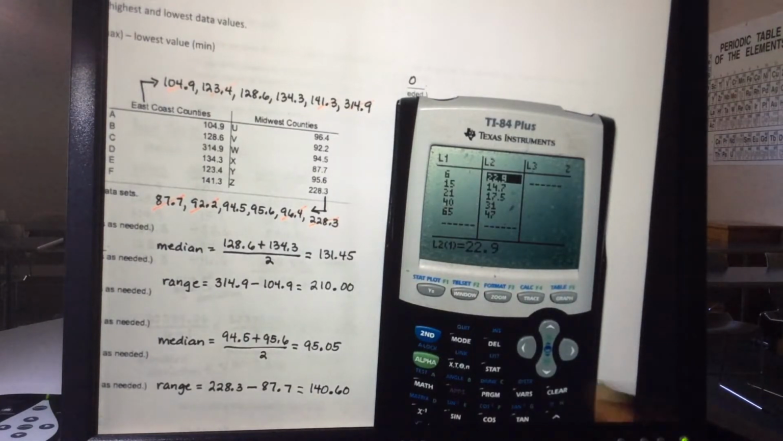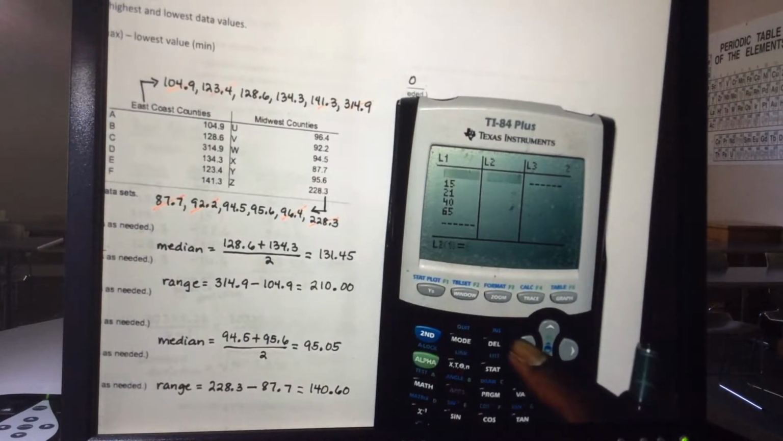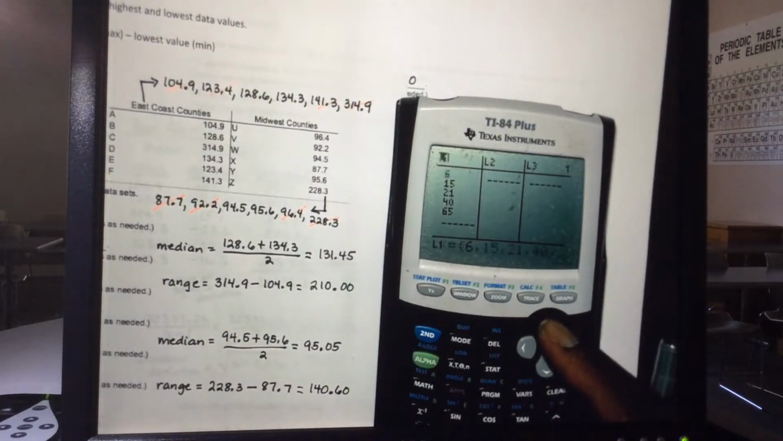I got stuff here in this calculator. What I need to do is clear it out. I'm going to use my up arrow key to highlight L2 in this case, then press the Clear key, and then Enter. I'm going to do the same thing for L1. I'm going to use my left arrow key to go to L1. Use my up arrow key to highlight L1, press Clear, press Enter.